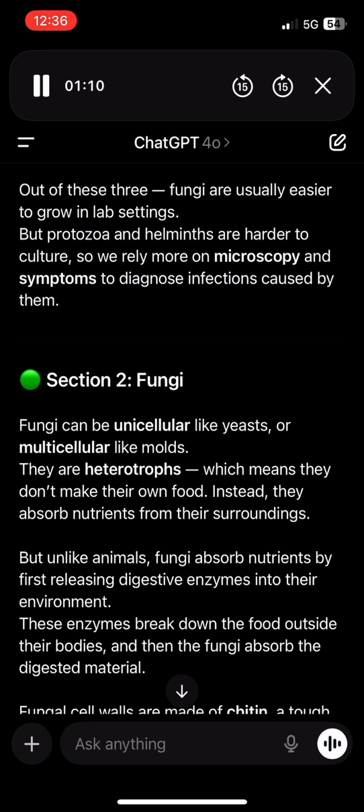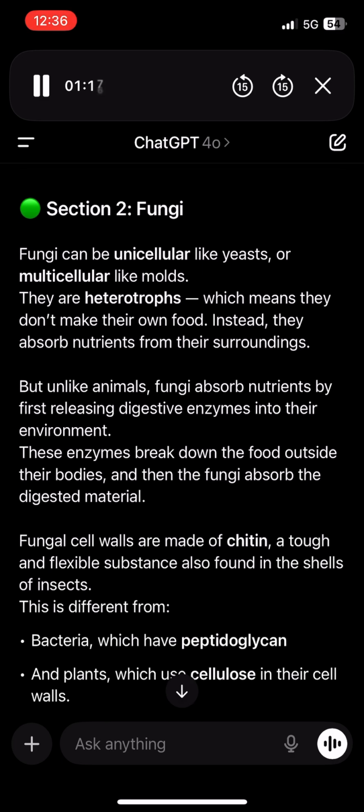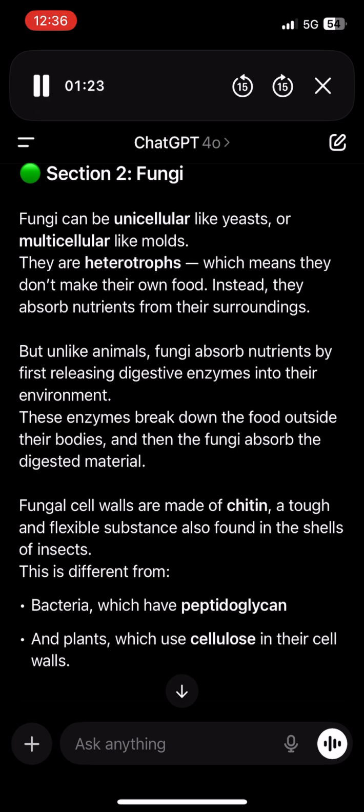Section 2, fungi. Fungi can be unicellular like yeasts or multicellular like molds. They are heterotrophs, which means they don't make their own food. Instead, they absorb nutrients from their surroundings. But unlike animals, fungi absorb nutrients by first releasing digestive enzymes into their environment. These enzymes break down the food outside their bodies, and then the fungi absorb the digested material.